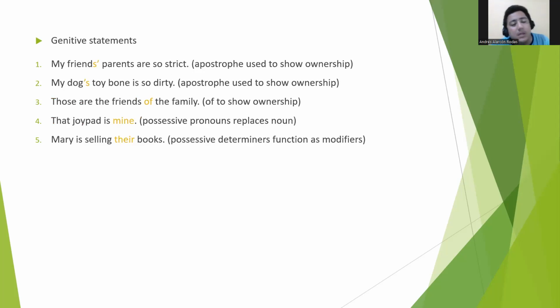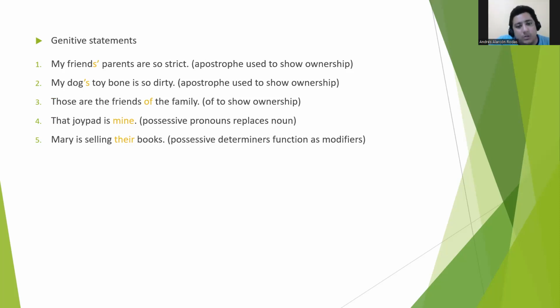In this case, we have the genitive statement. Okay, basically, the genitive statement, also known as possessive case, is used to show ownership. My first example is related with the case that you have to use apostrophe. This case, for the plural one, like the first one, my friends' parents are so strict. The apostrophe is used to show ownership. The parents of who? Of my friends.